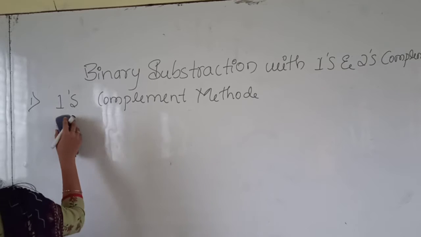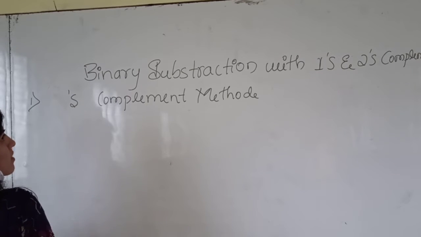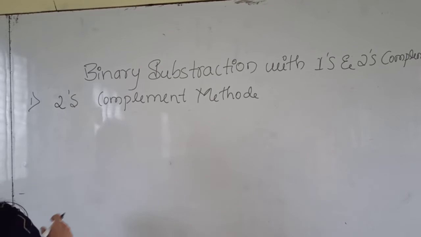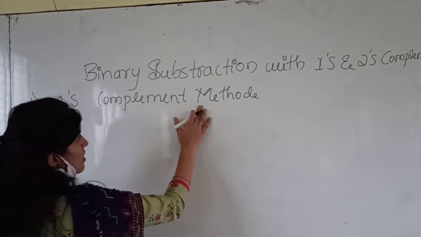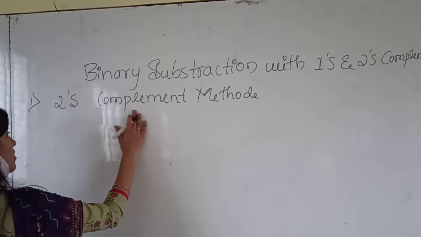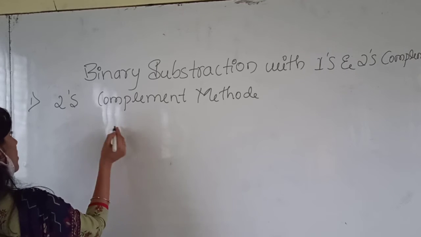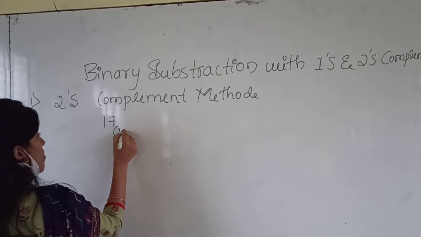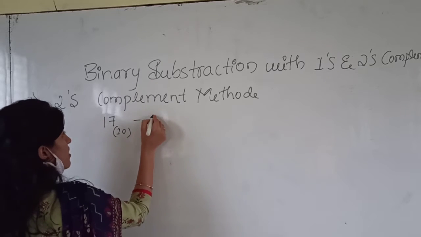And second, the 2's complement method for binary subtraction. In the first case, the minuend is greater than the subtrahend. Just take an example, 72 minus 17 minus 9.